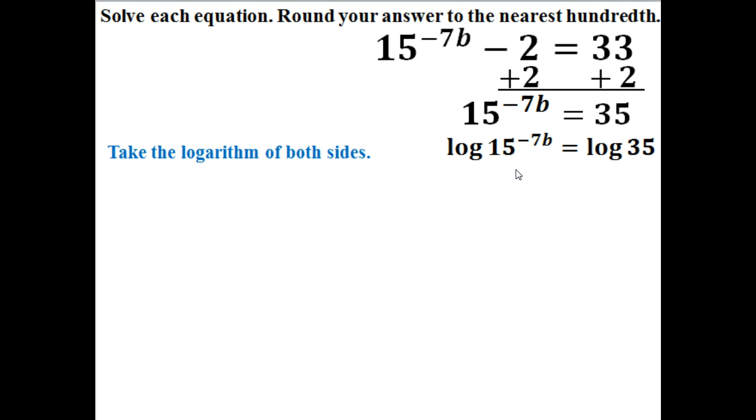Okay, so I took the logarithm of both sides here. And remember, whatever you do to one side, you have to do to both sides. And as long as you do it to both sides, you're not changing its value. So these two are equivalent values at this point.